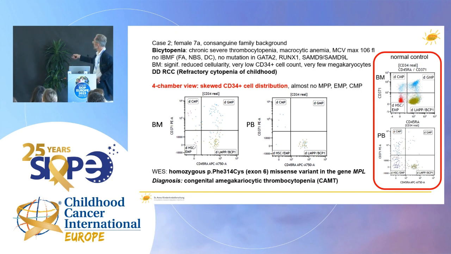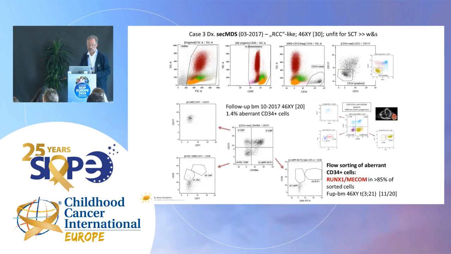So always when we see a skewing of some cells residual in the CD34 positive compartment, some are missing, we always start to think there is something ongoing which is not a simple immunologic process, but could be also an underlying genetic cytokine-driven situation.